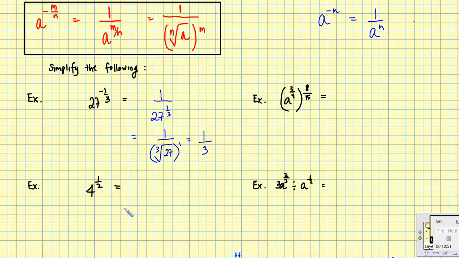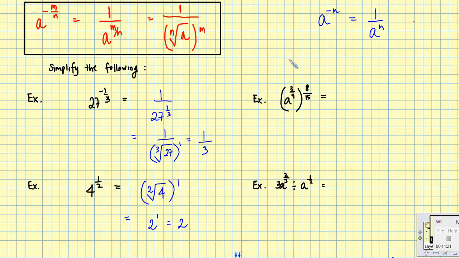Okay, let's try one more here. 4 to the power of 1/2. Well, 4 to the power of 1/2 is like saying the square root of 4 raised to the power of 1, and that tells me that what number multiplied by itself twice gives me 4? Well, that would be 2, and 2 raised to the power of 1 just gives me 2.